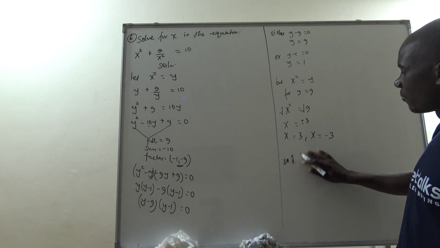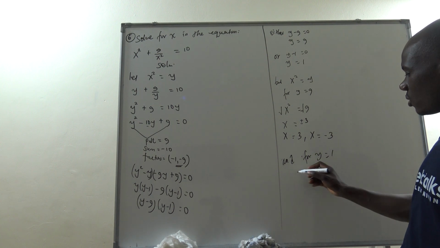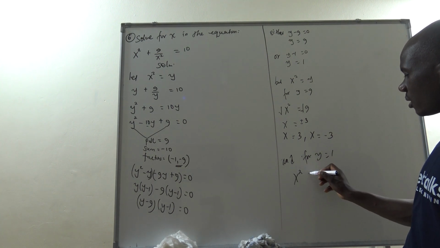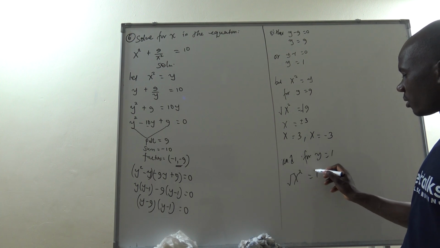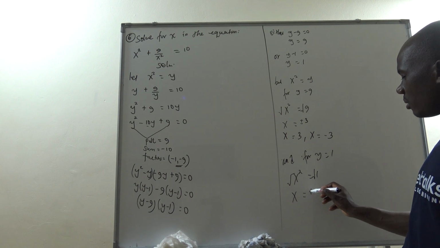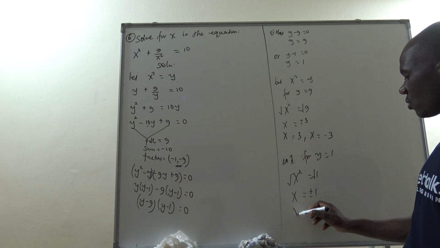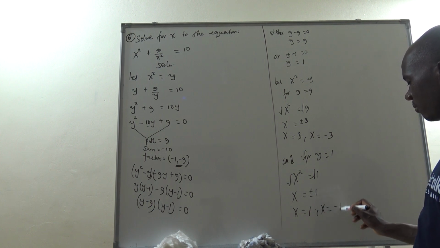And for y equals 1, we are going to say x squared equals 1. So we take the square root. What is the square root of 1? It can be either plus or minus 1. So x equals 1 and x equals negative 1.